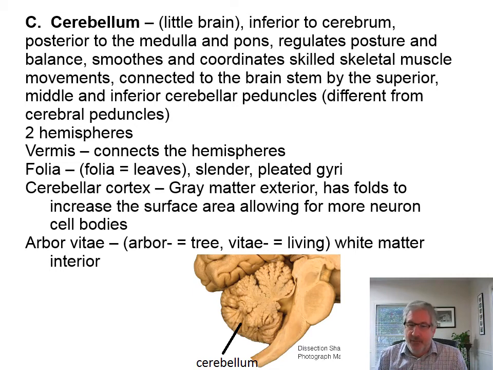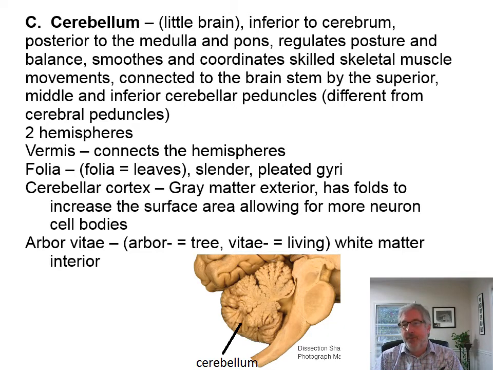To the cerebellum. So here's the cerebellum, which means little brain. It's inferior and posterior. It's really inferior to the cerebrum. It's posterior to the medulla and the pons, and regulates posture and balance. It smooths and coordinates skeletal muscle movements.